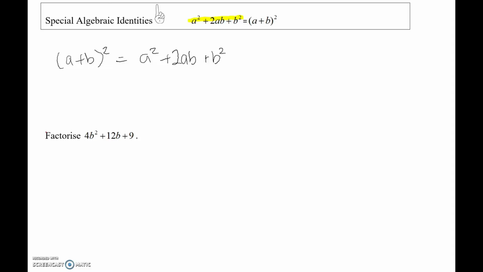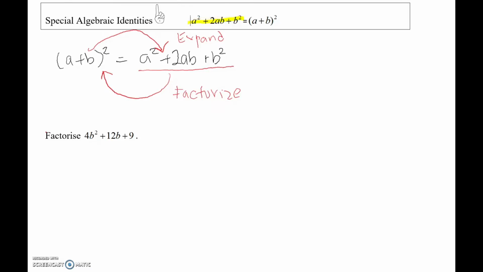The process of simplifying from the left to the right is actually called expansion. Since we know that factorization is the reverse process of expansion, we can factorize a square plus 2ab plus b square using the same algebraic identity to give us (a plus b) whole square.